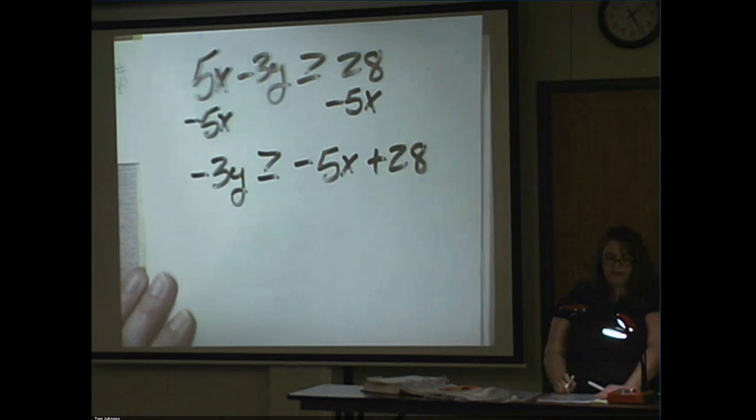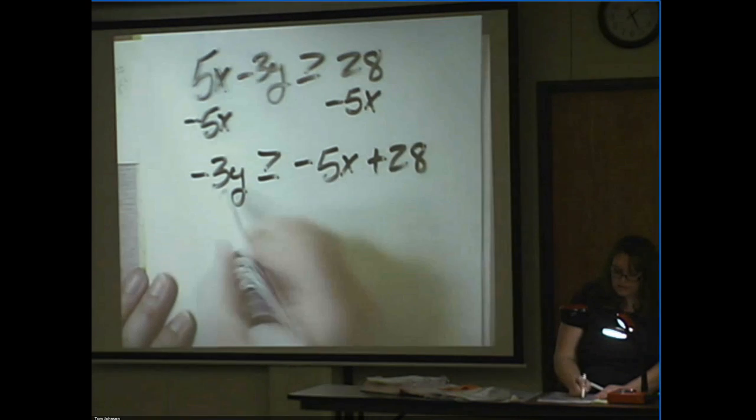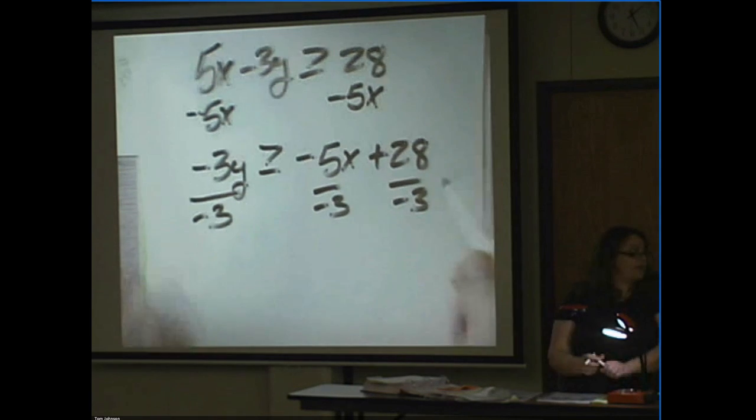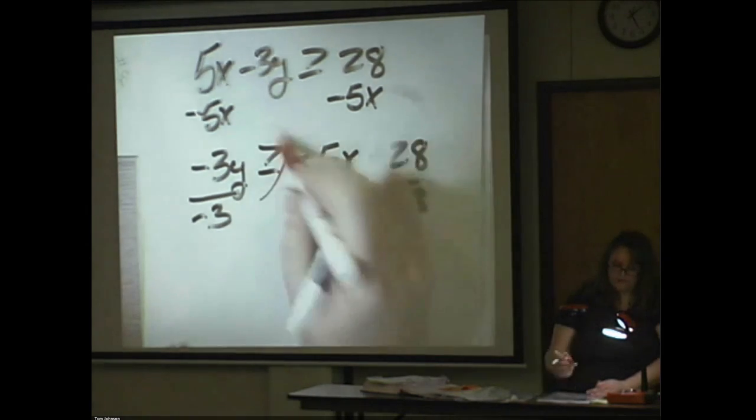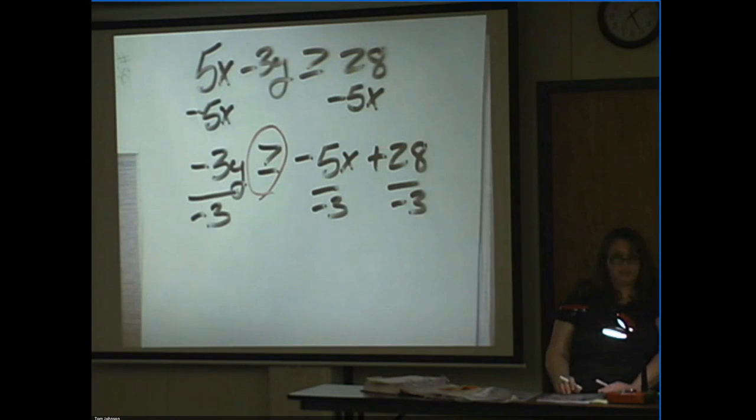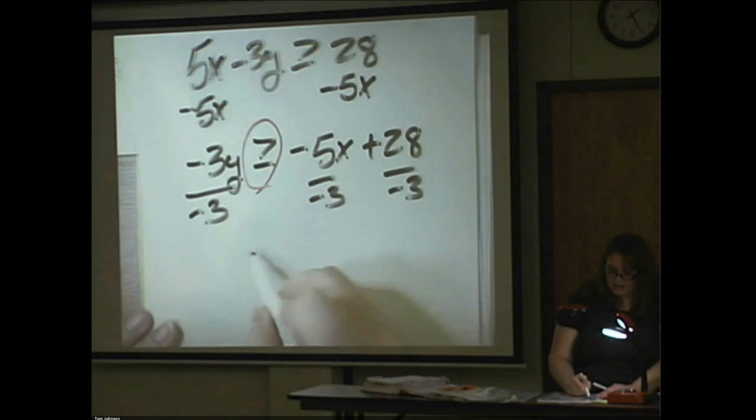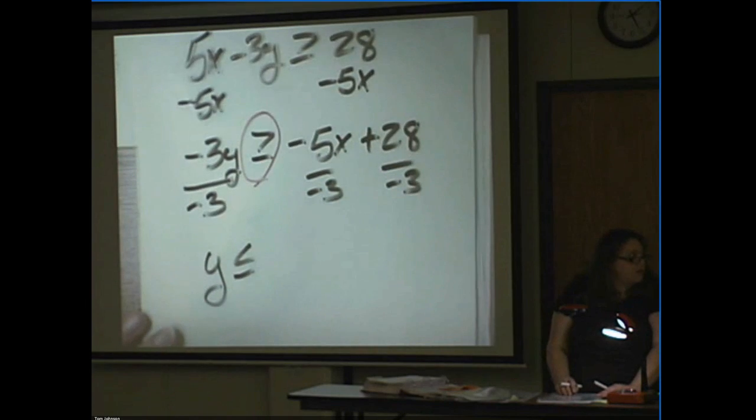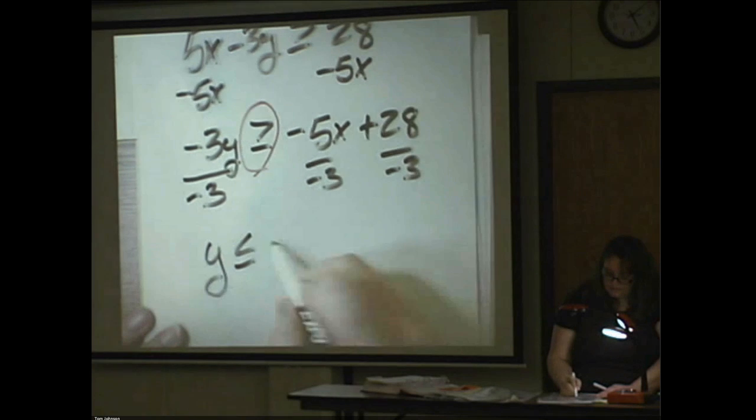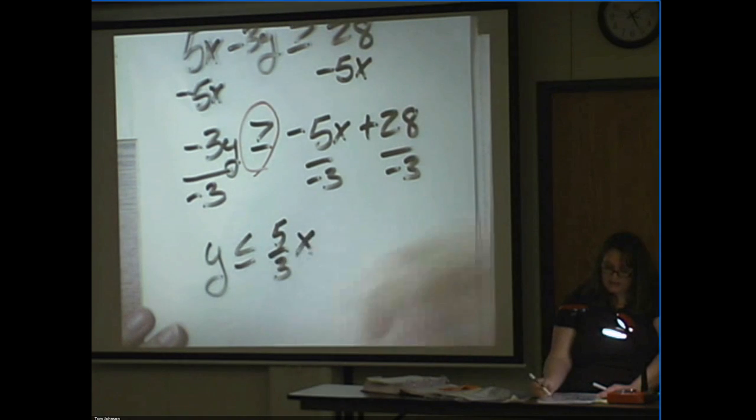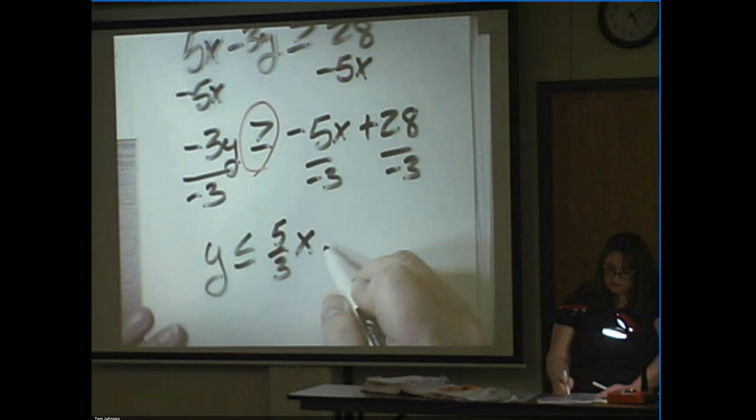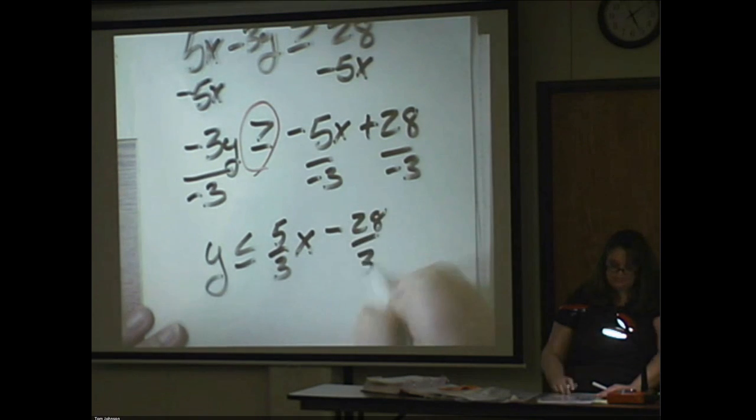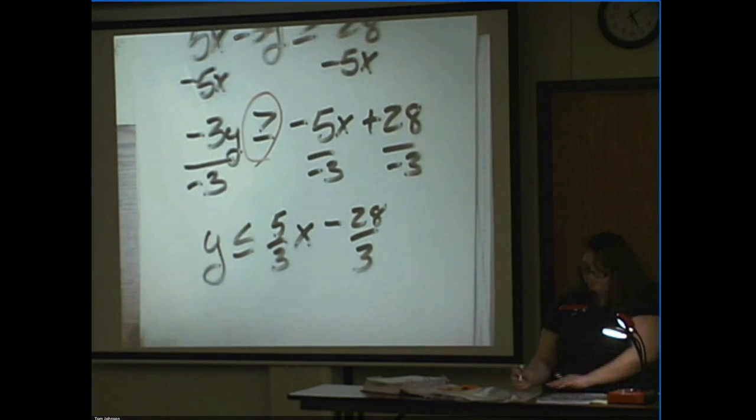Just like before, I need to get the y alone. So this time I'm going to divide by negative 3. But because I divided by a negative, that inequality has to flip directions. So I get y is less than or equal to, now I can't figure that out nicely, so I'm just going to go ahead and leave it as 5/3. And I have 28/3, which doesn't go nicely, so I'm just going to leave it as minus 28/3. Here's my second equation.